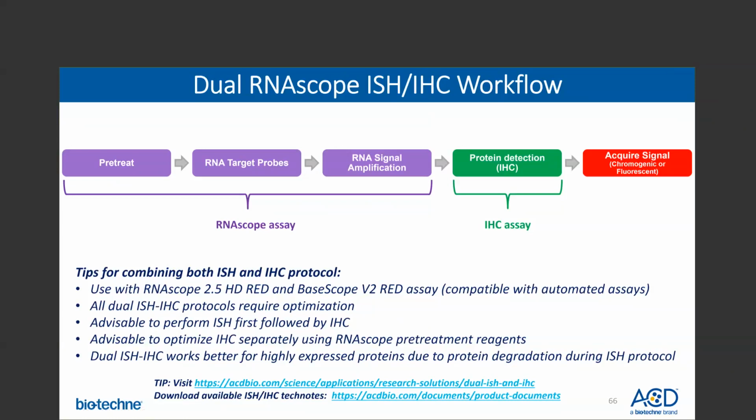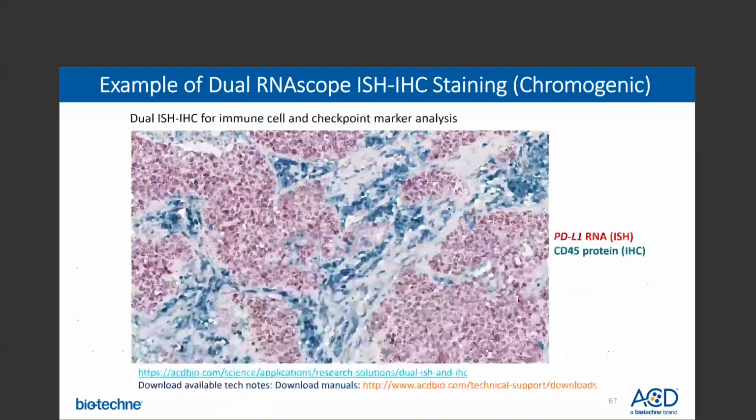Shown on the next slide is a great example of dual RNAscope-ISH IHC staining with the chromogenic assay. Shown on this slide is PD-L1 RNA staining using ISH in red, and CD5 protein with IHC in green or teal here. Again, showing a great example of dual ISH-IHC application.